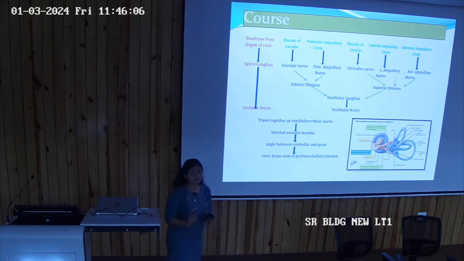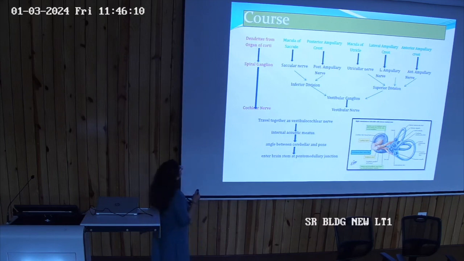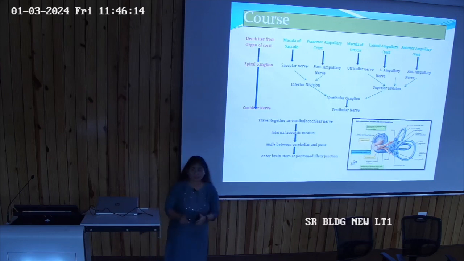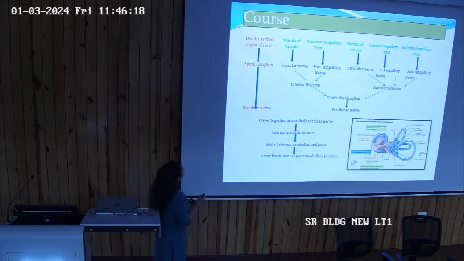First, if we talk about where the cochlear nerve comes from, it comes from the dendrites from the organ of Corti. The organ of Corti contains two types of cells, which are inner hair cells and outer hair cells. The dendrites from these hair cells run off to the spiral ganglion, and the axons from this spiral ganglion run as the cochlear nerve.